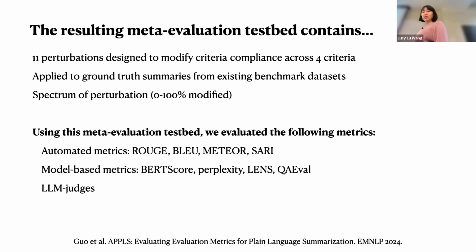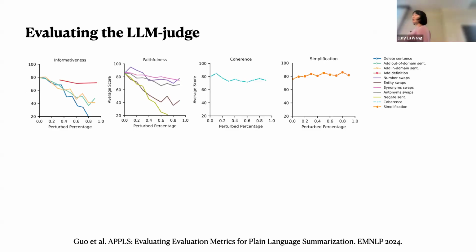And I'll just show the results for LLM judges. So we meta-evaluated the different LLM judges along each of the perturbations that we introduce. So here we're using GPT-4o, I believe, as the judge model. And we're prompting the model to score each of the summaries on each of these 4 criteria. And we have many thousands of instances, because our benchmark includes many hundreds of instances, and now we have perturbed variants of those instances.